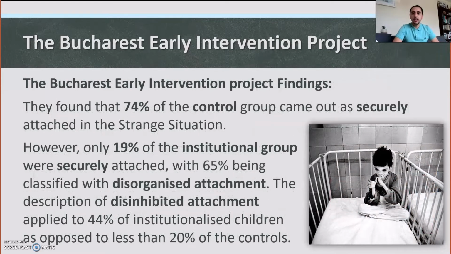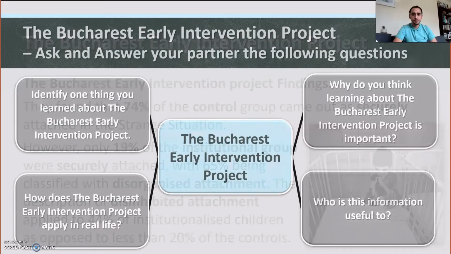They found that 74% of the control group came out as securely attached in the strange situation, very similar numbers to what was found in Ainsworth's strange situation. However, only 19% of the institutional group were securely attached, with 65% being classified as a disorganized attachment. The description of disinhibited attachment applied to 44% of the institutionalized children, as opposed to less than 20% of the controls.